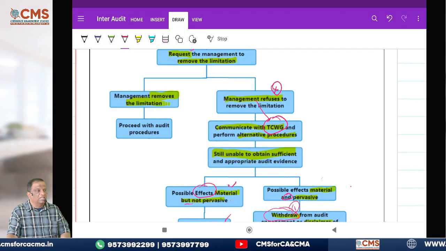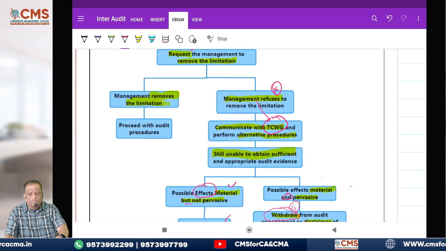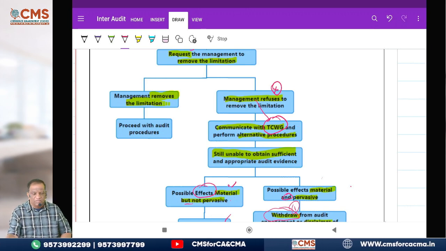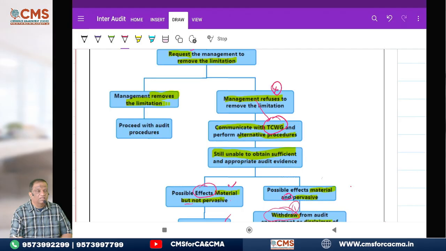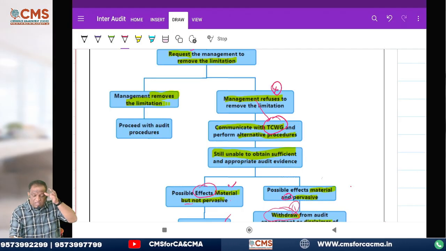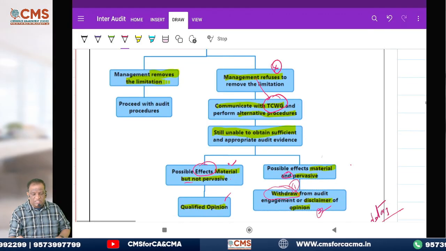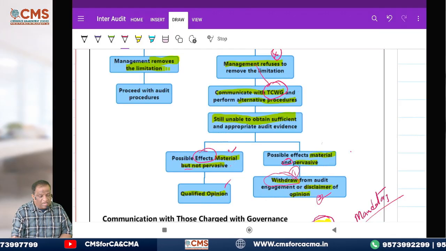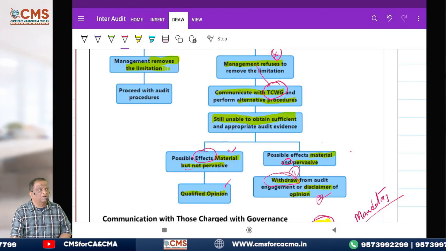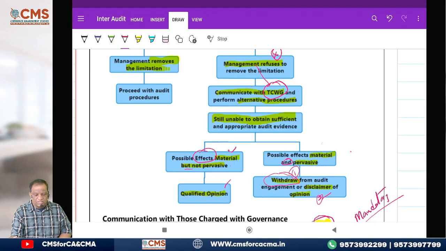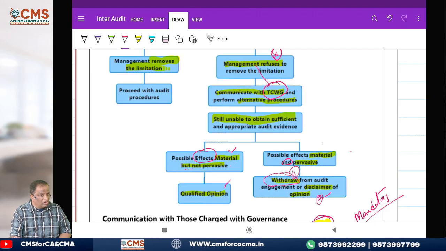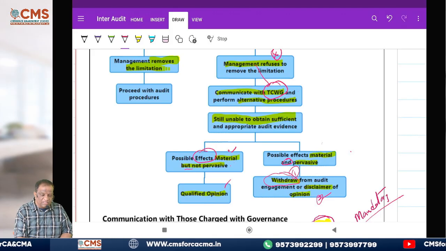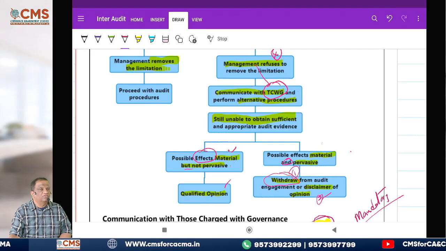So indirectly I am escalating, saying that your management is not giving, and without that I have no choice but to go for modification. I am trying to tell them. And if still I am not getting any support, still unable to obtain it, then I will see what the impact of this is. Is it material but not pervasive, or material and pervasive? If it is material and pervasive, then I will go for withdrawal. If that is not accepted, then I will go for disclaimer. If it is material but not pervasive, I will settle for a qualified opinion.